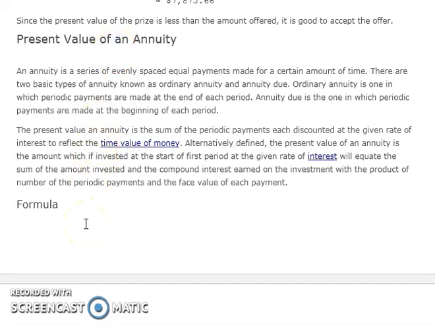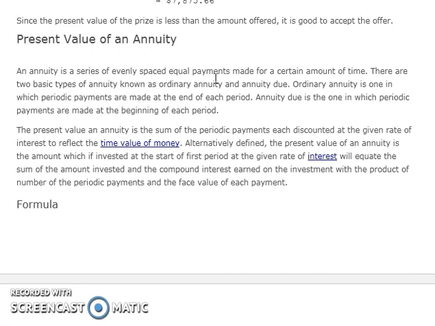Today's next lecture is on the present value of an annuity. An annuity is a series of evenly spaced, equal payments made for a certain amount of time. It means you are paying or receiving a sum of money at equal intervals, for example quarterly, semi-annually, or annually.